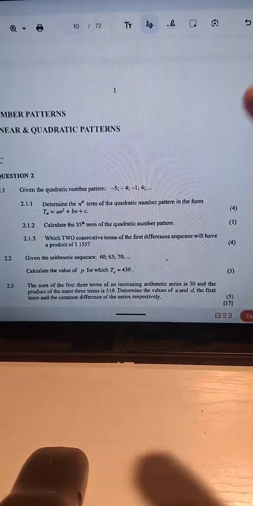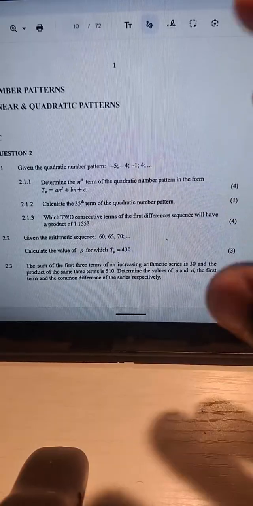But you guys are giving me the fire to do it. It seems like you guys are interested. We'll get to number patterns eventually, functions, financial maths. You know what I mean?